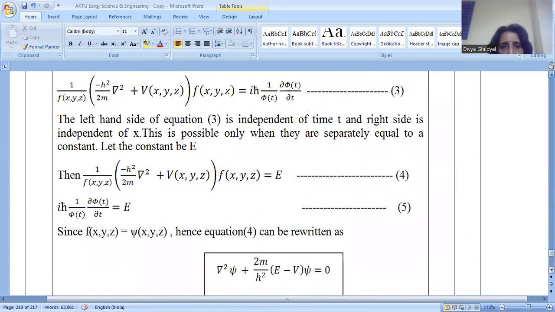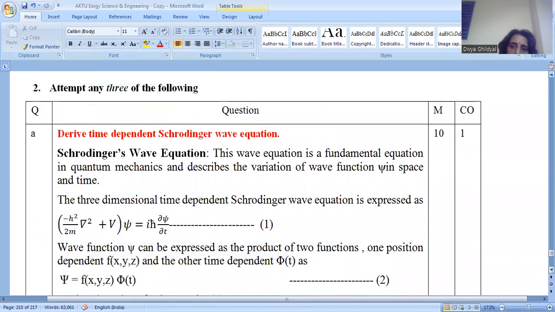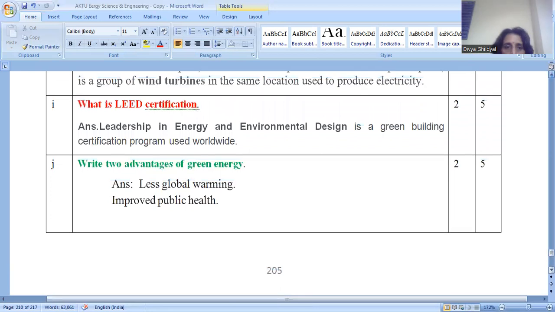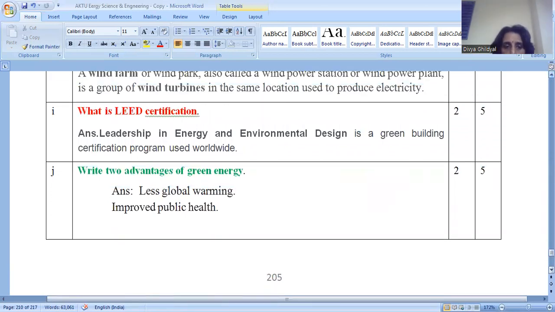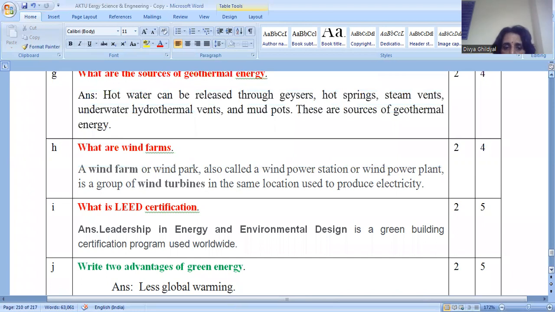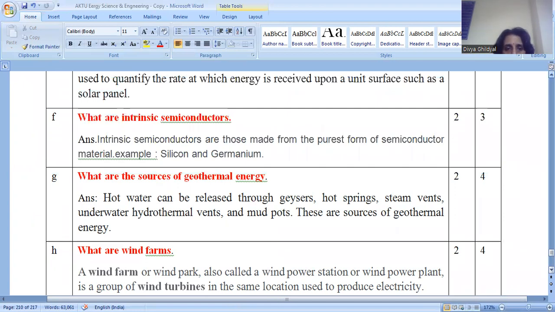Okay, Schrodinger equation of quantum physics is very important. This wave equation is a fundamental equation in quantum physics, and it describes the variation of wave function in space and time coordinates. Advantages of green energy: less global warming, improved public health, LEED certification, leadership in energy and environmental design. Wind farms or wind park is also called a wind power station or wind power plant. It is a group of wind turbines in the same location used to produce electricity.